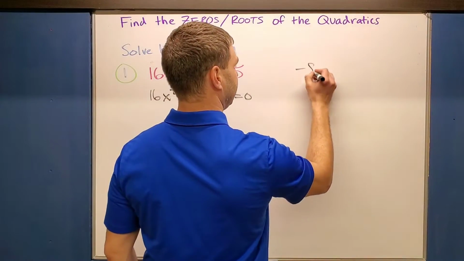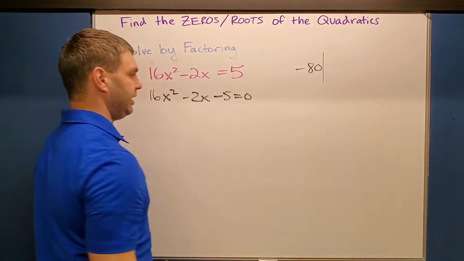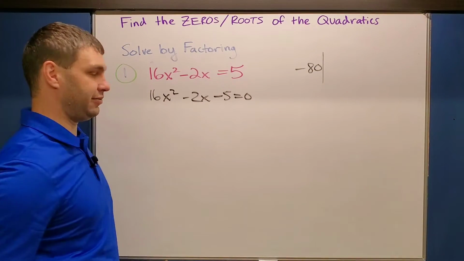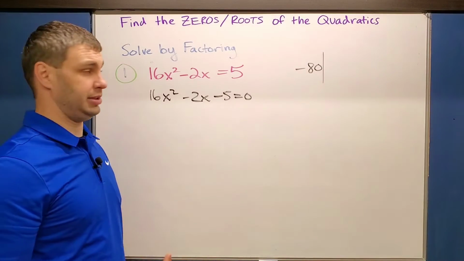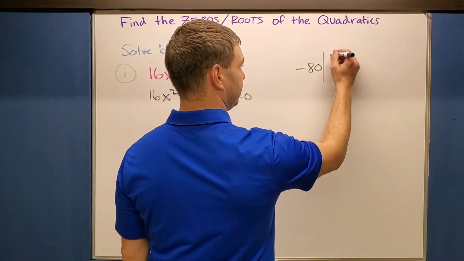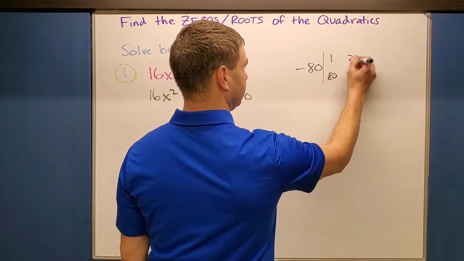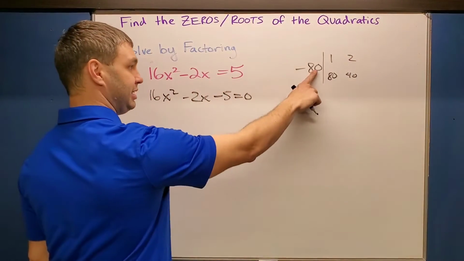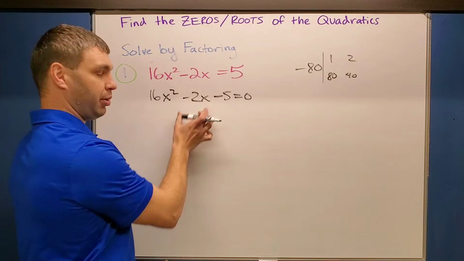All right, negative 80. And I need to find factors of that that either add or subtract to get me to negative 2. In other words, they're going to be 2 apart from each other. And so you can list these out and say, 1 and 80, 2 and 40, and keep going. But I know right away that 8 times 10 is going to be just 2 apart from each other.